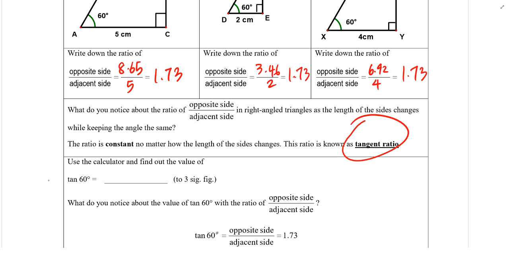So to 3 significant figures, I have 1.73, which is exactly what was shown in the earlier questions.